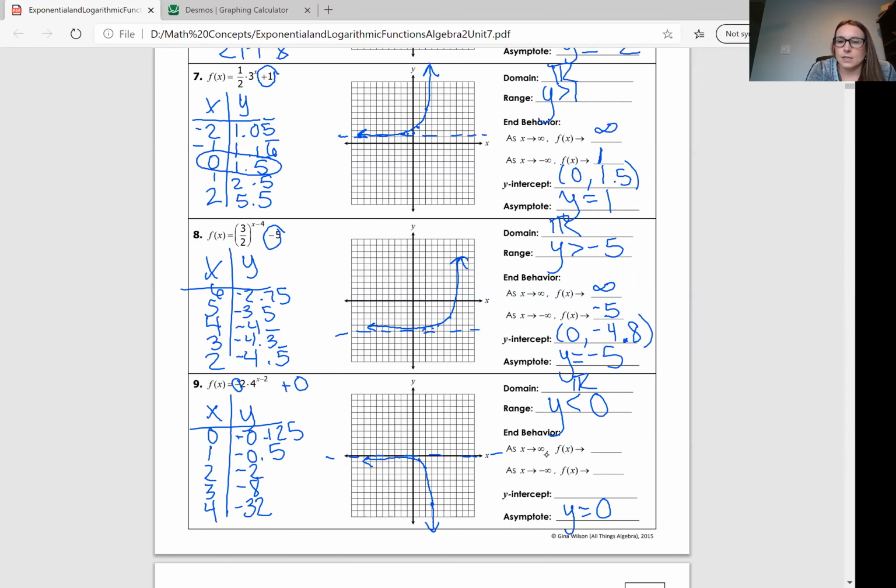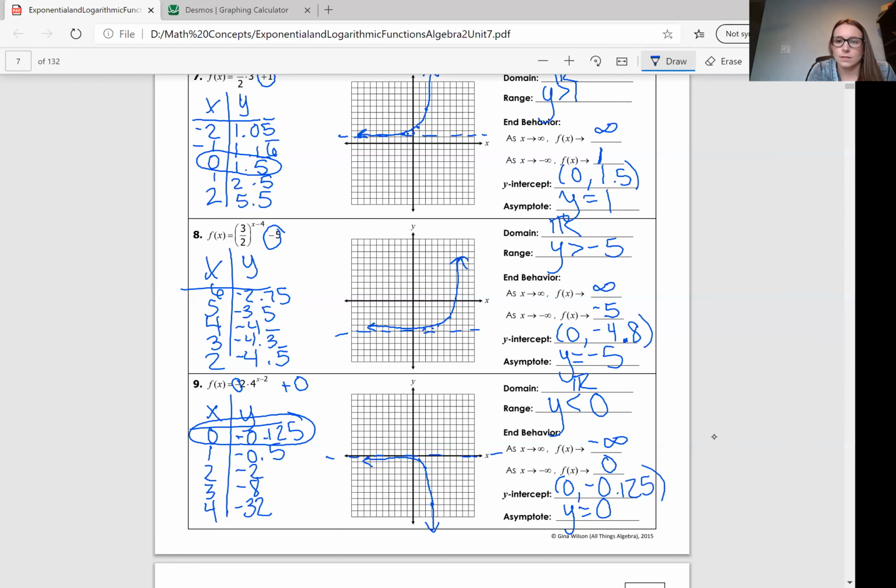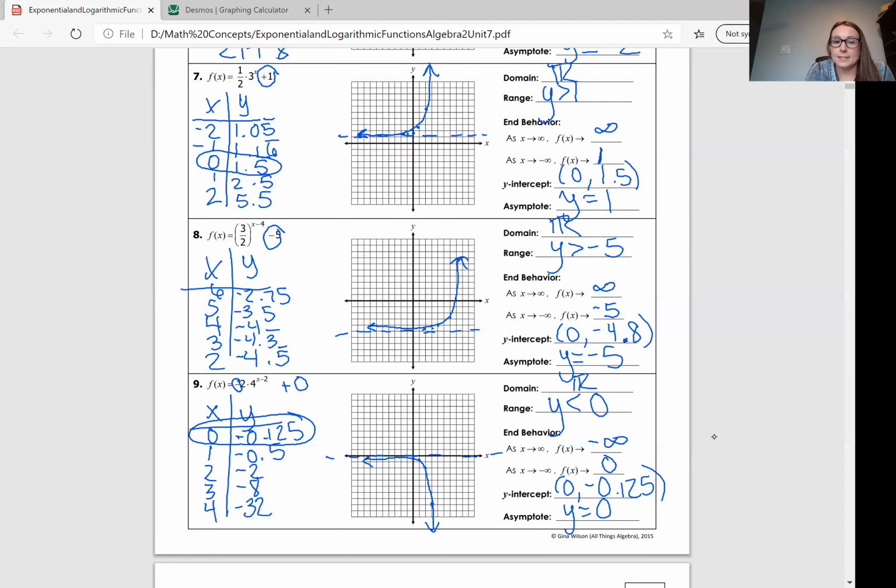For end behavior, as x approaches infinity, so as your x values are positive, what happens to your y? Well, they're not going up, right? They're going down. So it's negative infinity. So be careful. Now, as x approaches negative infinity, what's happening to your graph? It's getting closer and closer to 0. Then your y-intercept is here. Okay, 0, negative 0.125. All right. And that's it for notes.